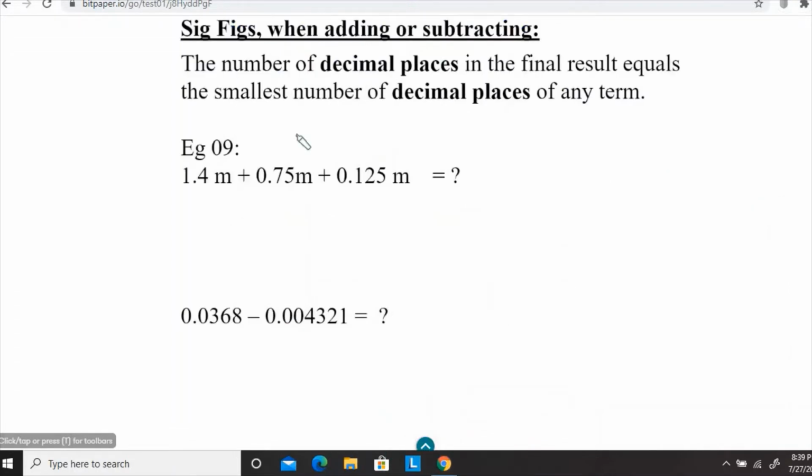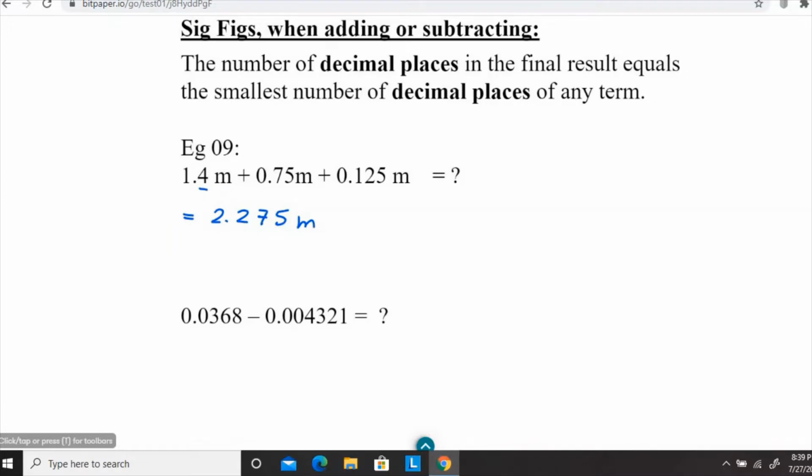Now let's look at adding or subtracting numbers and the significant figures of the result. For example, we determine the significant figures looking at the decimal places. You look at the smallest number of decimal places, and that's going to equal the decimal places of the final result. For example, let's sum up these 3 numbers. When you sum them up, your result would be 2.275 meters.